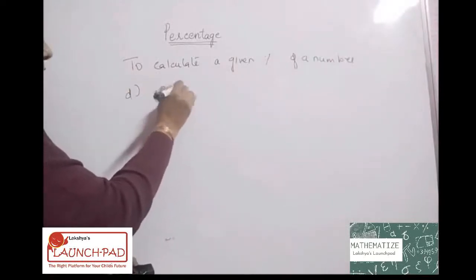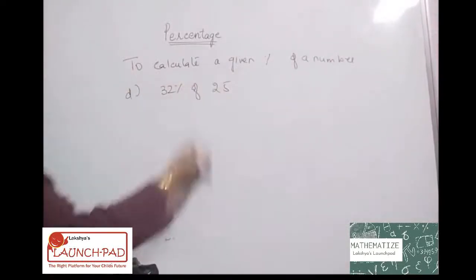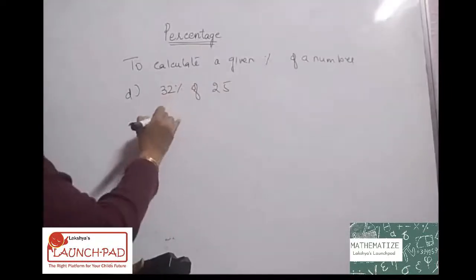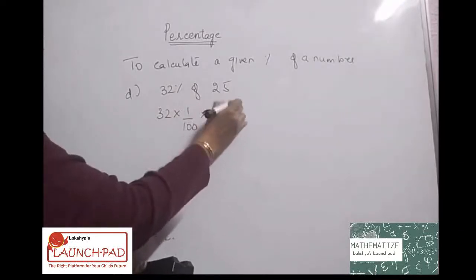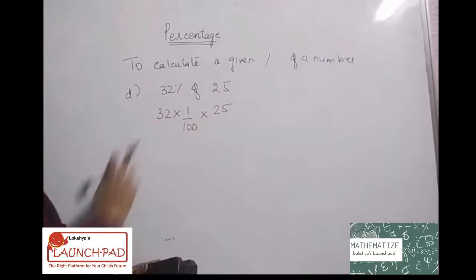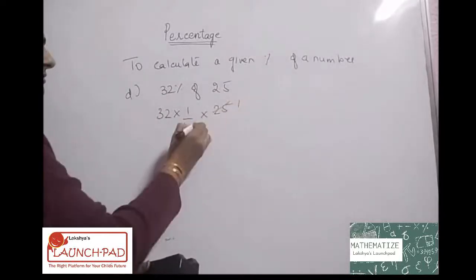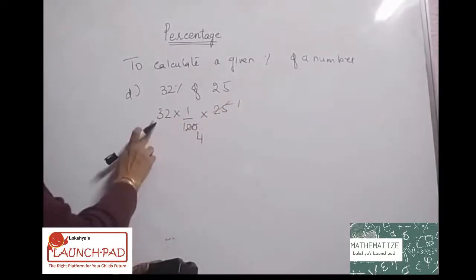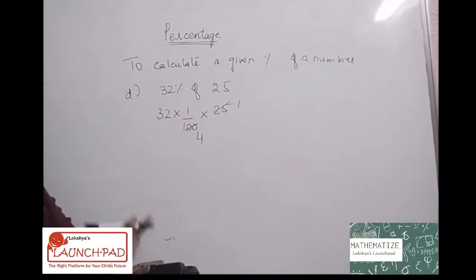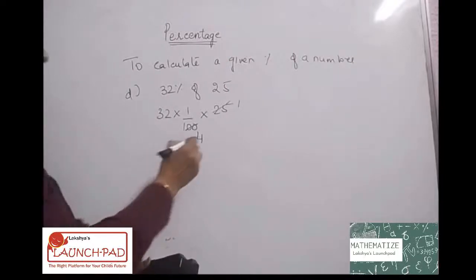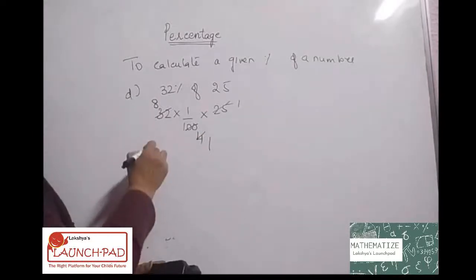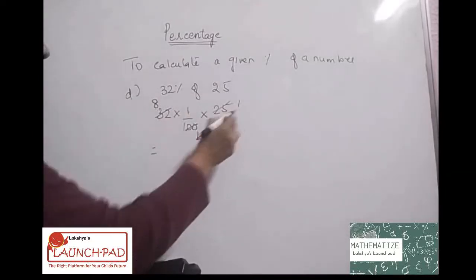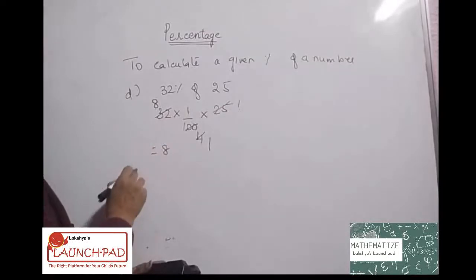Now, what is 32% of 25? Same way you should write. 32 into 1 by 100 into 25. Now 25 and 100 get cancelled. So 25 ones are 25, 25 fours are 100. Now 4 and 32, 32 is a multiple of 4? 4 eights are 32, ma'am. Correct. So 4 ones are 4, 4 eights are 32. So the answer is 8 into 1 into 1. Denominator is 1. So the answer is 8.